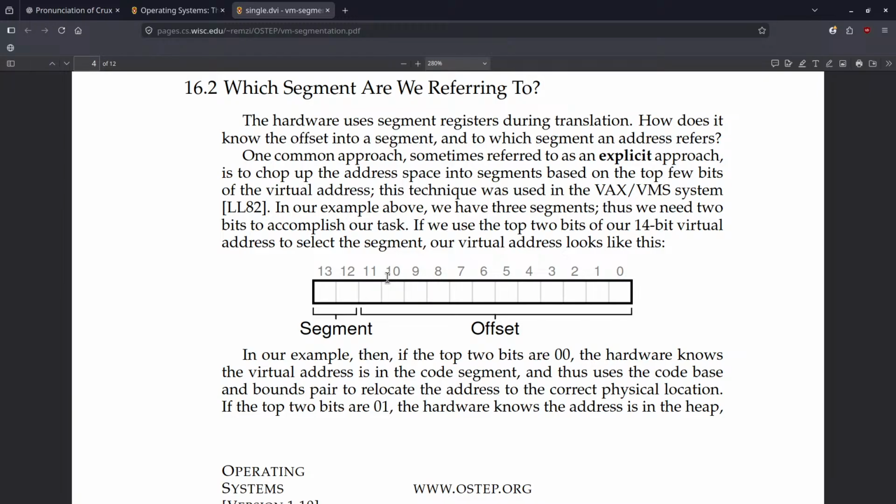is to chop up the address space into segments based on the top few bits of the virtual address. If we use the top 2 bits of our 14-bit virtual address to select the segment, our virtual address looks like this.